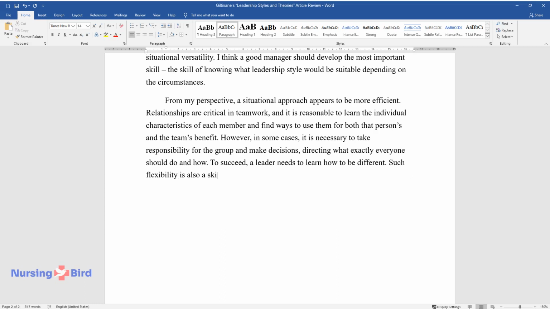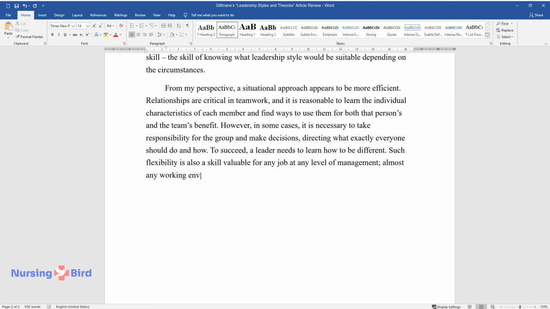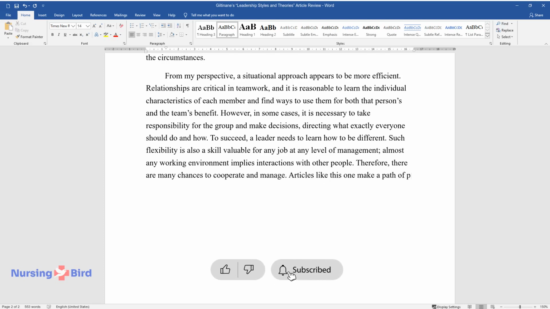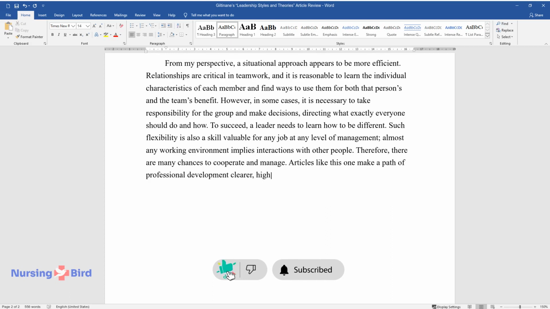Such flexibility is also a skill valuable for any job at any level of management. Almost any working environment implies interactions with other people. Therefore, there are many chances to cooperate and manage. Articles like this one make a path of professional development clearer, highlighting possible ways of improving your competence.